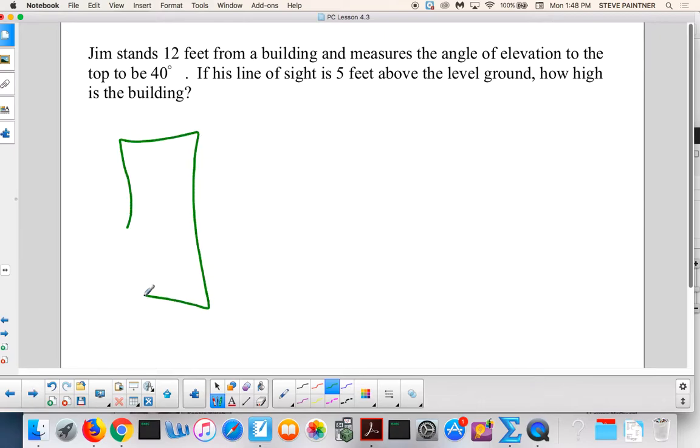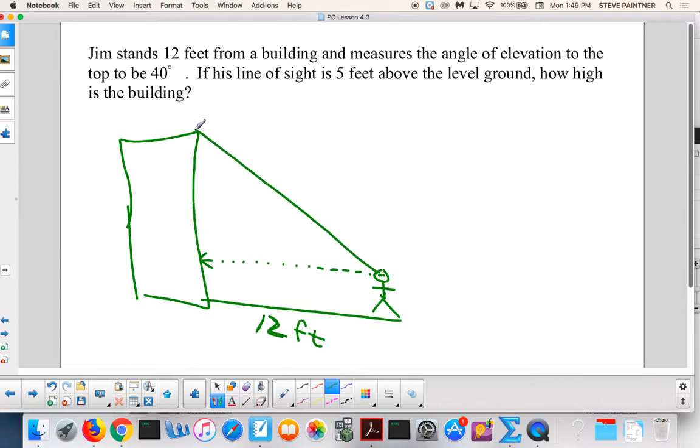Good old Jim. Jim stands next to a building. Here's Jim. Okay. Jim stands how far from the building? 12 feet. So he's 12 feet away from the building. And measures the angle of elevation to the top of the building to be 40 degrees. Well, first of all, his eyes. I mean there's the horizontal. He looks up to the top of the building, and he goes, oh, there's the top. And he says, this is what? 40 degrees.